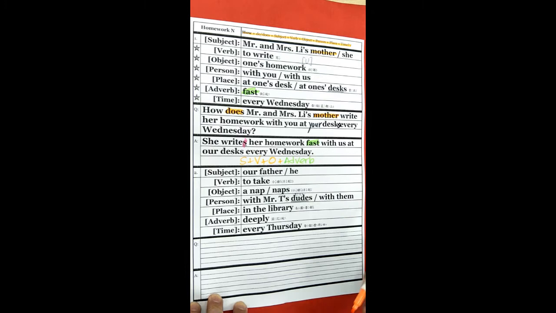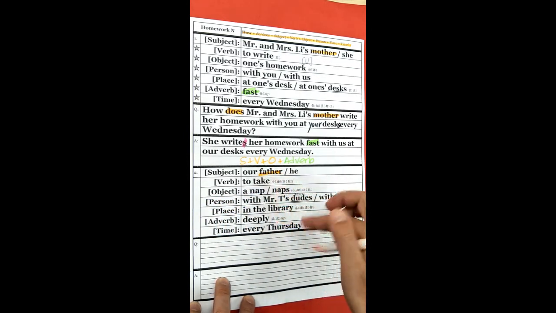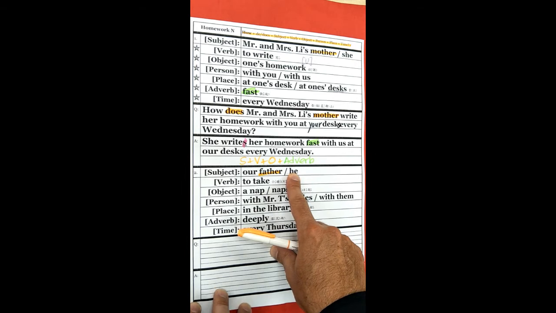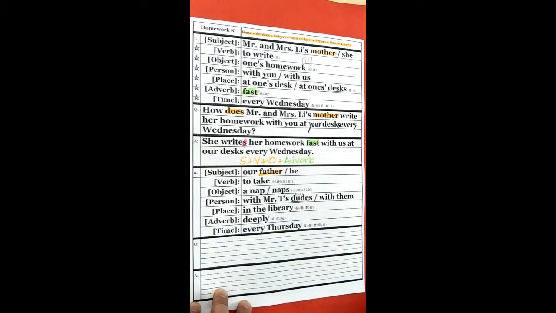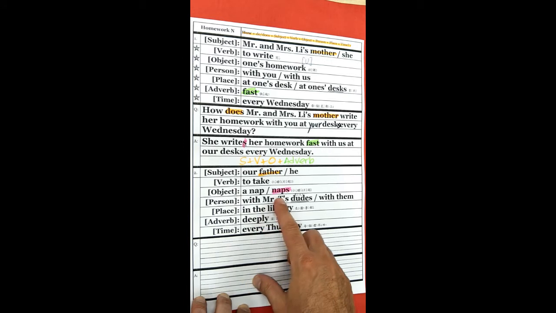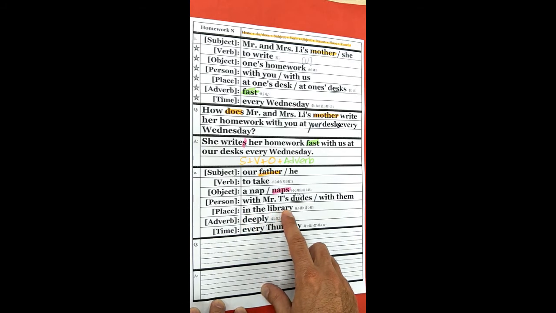All right, let's look at number 2. Number 2, our Father. Father is important. This our, this possessive, not important. Answer he. Verb, to take, okay? To take. How does our Father take? Let's use naps. How does our Father take naps with Mr. T's dudes in the library every Thursday?